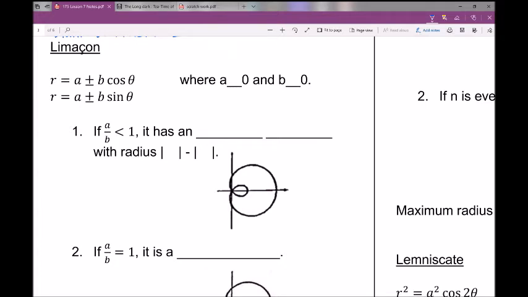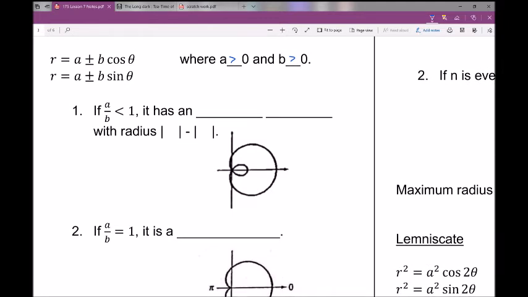And A and B both need to be positive. So we don't want any negative numbers in for A and B. However, you could have a negative sign pop up because we're allowing a plus or minus there. So the first type of limacon that you might see is one with an inner loop. It looks like this weird loop-de-loop shape that you see there. And we get this by taking the ratio of A to B. All of these different kinds of limacons arise just from the ratio of A to B.